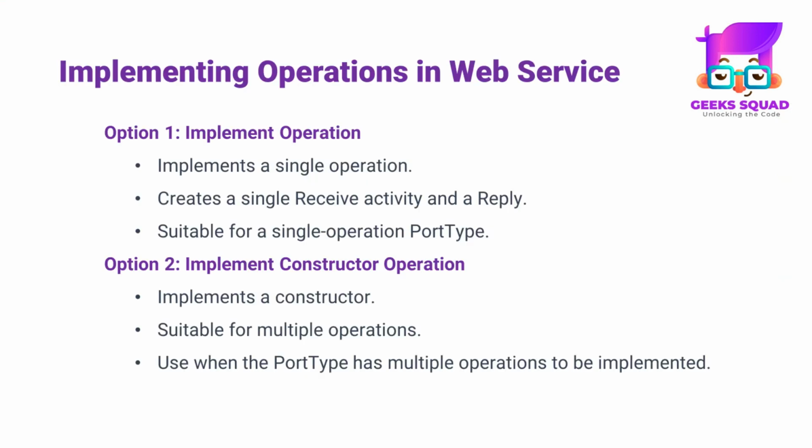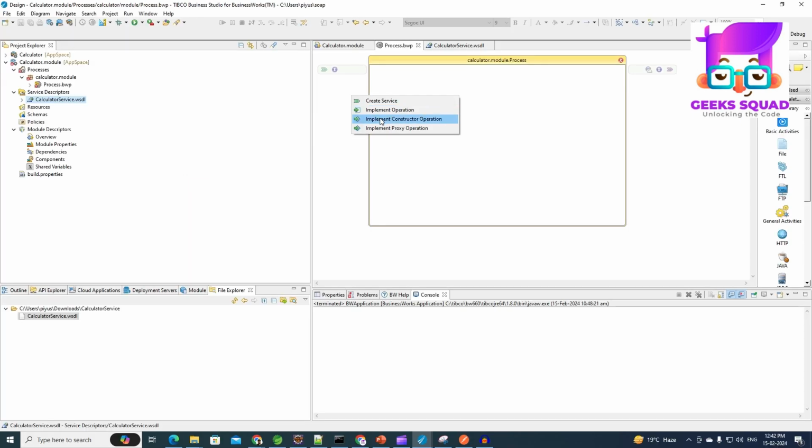When you are implementing a single operation, where your WSDL has only a single operation, use implement operation. For implement constructor operation, use it when you have multiple operations within a WSDL. I mean, for a port type, if you have multiple operations, in that case you can use this. As I already mentioned in my previous videos as well, it is recommended to implement all the operations of a WSDL in a single process. So let me select this implement constructor option.